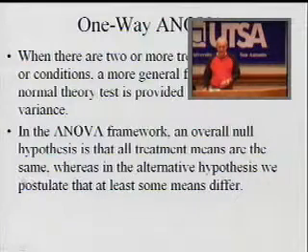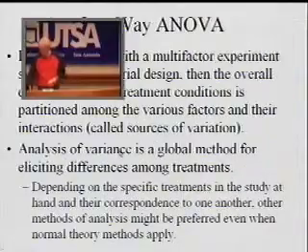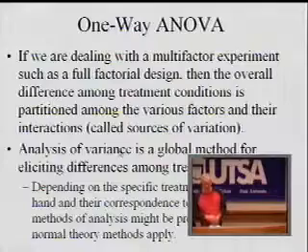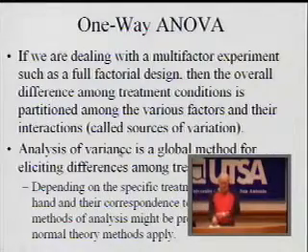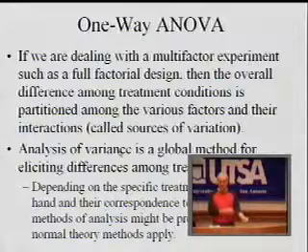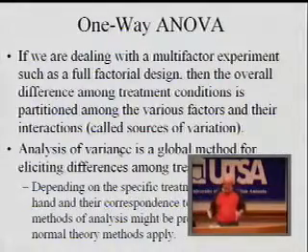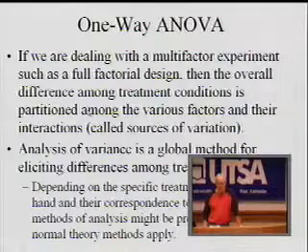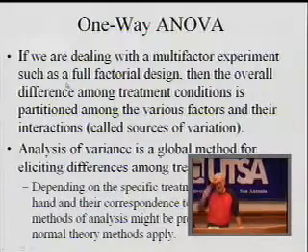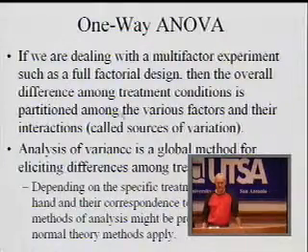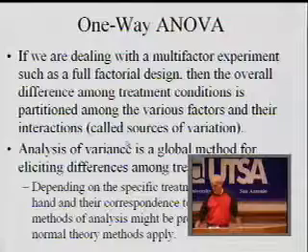Whereas in the alternative hypothesis, this is the statistical hypothesis, you're recognizing our type 1, type 2 errors here, we postulate that at least some means will differ. So if we reject the null hypothesis, then we accept the alternate statistical hypothesis, and we conclude that some means differ from the others across the treatment groups. If we are dealing with a multi-factor experiment, such as a full factorial design, then the overall difference among the treatment conditions is partitioned among the various factors and their interactions, called a source of variation.